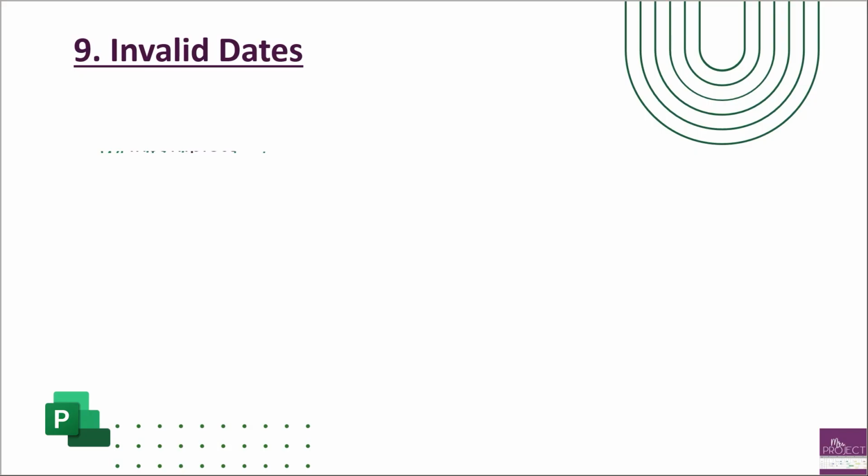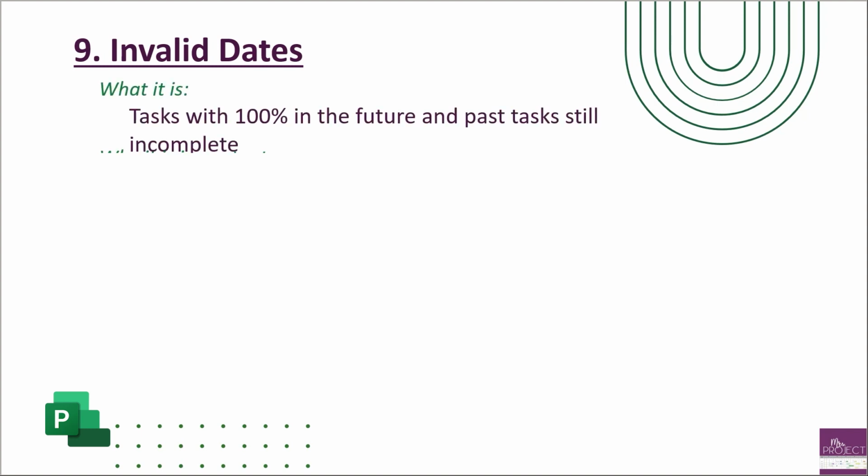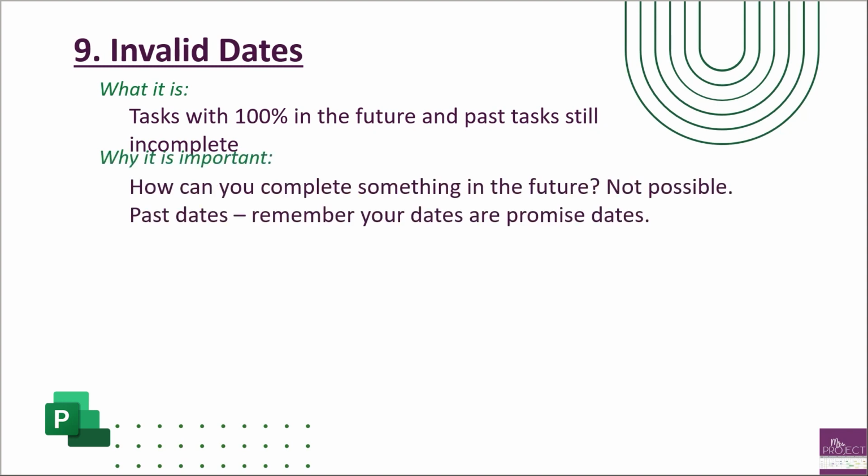So a recap on invalid dates. This metric is looking at tasks that have 100%, but yet their finish date is in the future, and past tasks that are still incomplete. So why is this important? One, how can you complete a task that's in the future? That is not possible. That's why it's invalid. It means you took credit for a task that was in the future before pulling the date in.